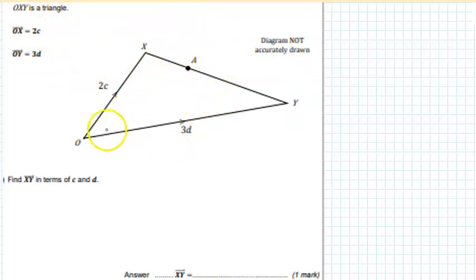Generally the question comes like this and you have to write it. Now OXY is a triangle. OXY. OX is 2C. This is in this direction. You always remember the direction. OY is 3D. This is going in this direction. Now he's not talking about XY here. He's saying find XY in terms of C and D.